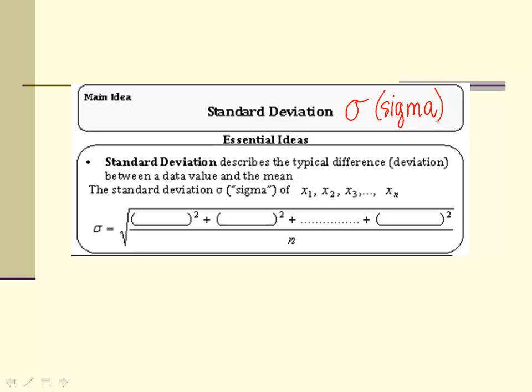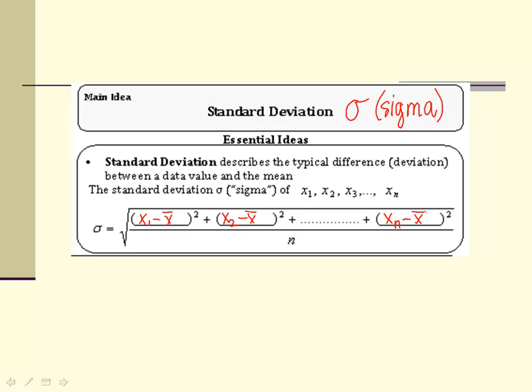So the standard deviation, or sigma, of x1, x2, x3, all the way through x sub n is found like this. Sigma equals, we take our first data set value and subtract the mean and then we square it. Plus our second data value, subtract the mean, and then we square that. Plus all the way up to our nth data value, so x sub n minus the mean, and we square that as well. And then we divide all of that by how many terms there are, and then we take the square root.